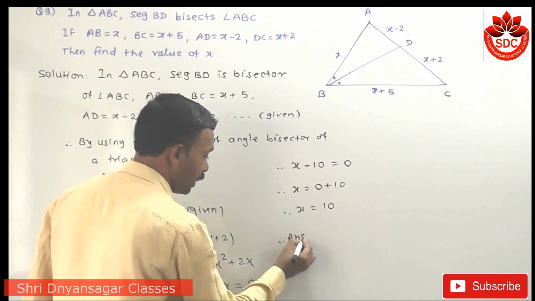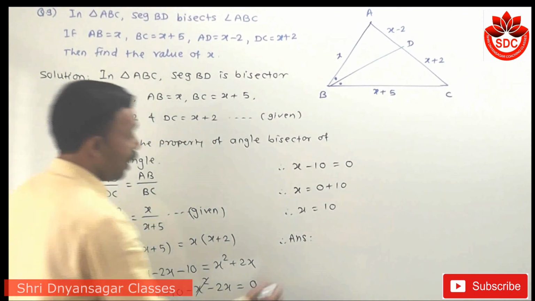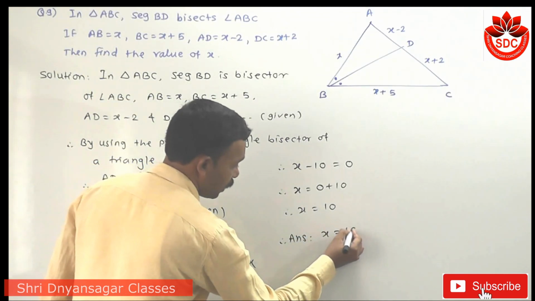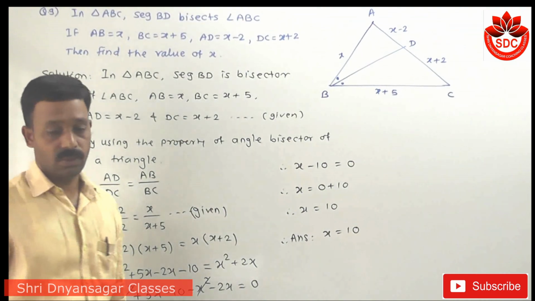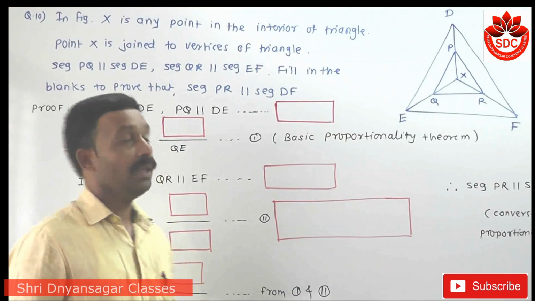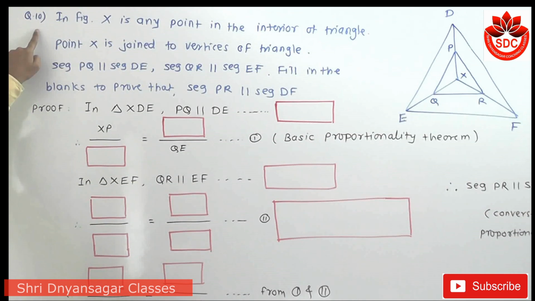Therefore, the answer in full sentence is the value of x is equals to how much? 10. This is our question number 9. Can you understand this? Okay. Then the next question, question number 10.